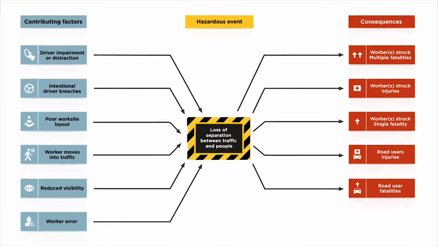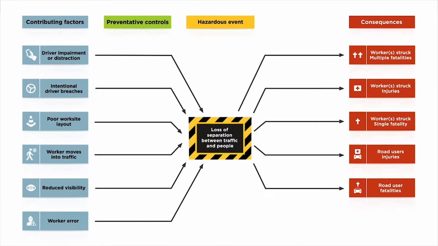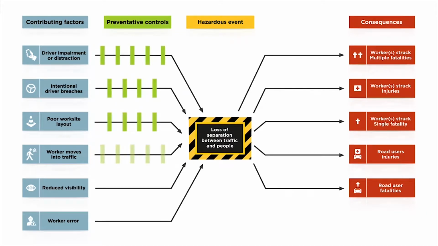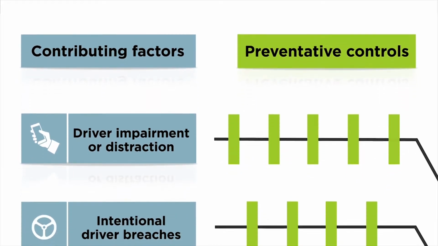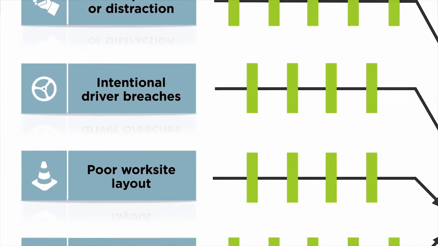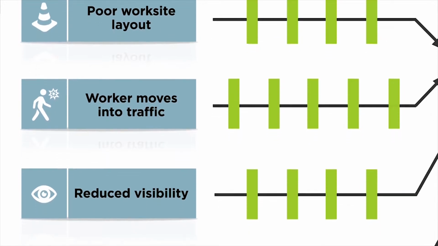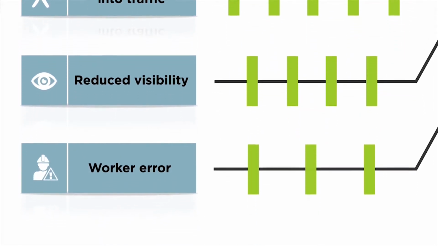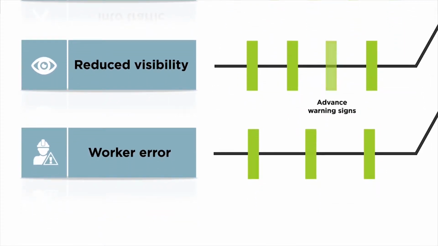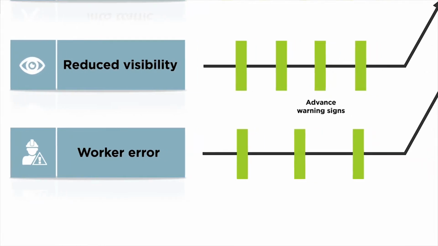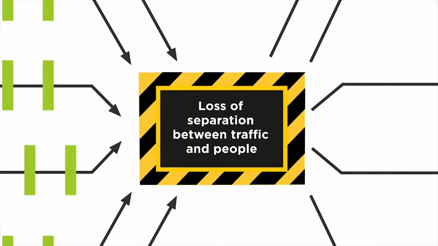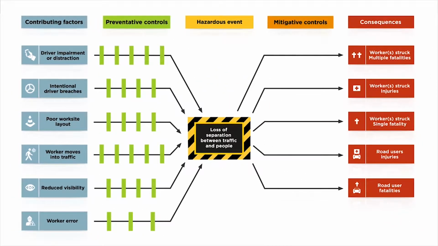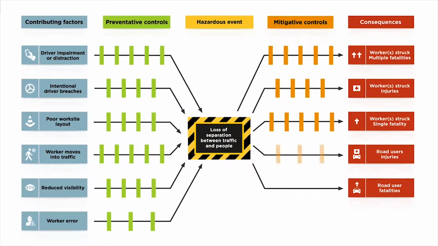Controls in the bow tie appear on both sides of the hazardous event. Controls are a barrier against the risk of an event and its consequences unfolding. Preventative controls mitigate the contributing factors and interrupt the scenario so that a loss of control is less likely. In our example, advanced warning signs mitigate the risk of reduced visibility so that a loss of control is less likely. Controls in the bow tie can affect one or more contributing factors.